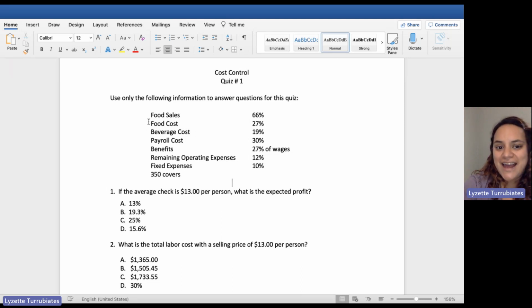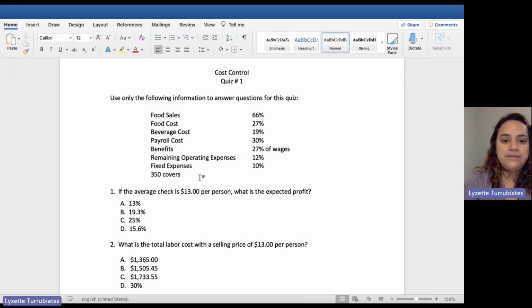You can see here that it's kind of tricky. We're missing the beverage sales. So we're going to eventually have to figure out what our beverage sales are because that's going to be important too. We have here payroll cost. We have benefits, and under the benefits, it says 27% of wages. We'll talk about that a little bit more. It's kind of worded a little tricky too, but it's not very hard to calculate. Remaining operating expenses, fixed expenses, and then it gives us our covers. So the very first thing that we need to figure out is what our total sales are, or what our revenue is, right? So what did we sell in total of food and beverage?